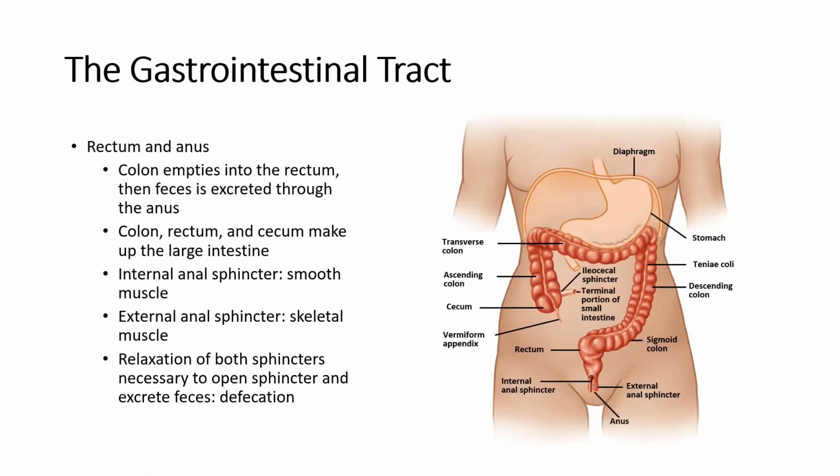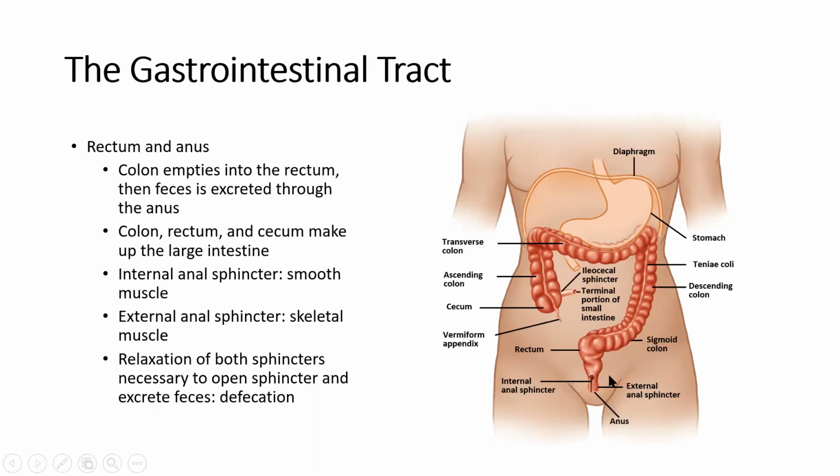Here we have two sphincters that are kind of guarding the emptying of feces. There's the internal anal sphincter, which is smooth muscle under the control of the autonomic nervous system. And then there's the external anal sphincter, which is skeletal muscle under our voluntary control, right? The somatic nervous system. So relaxation of both of these sphincters is required in order to open the anus and to proceed with defecation, to excrete feces, okay?